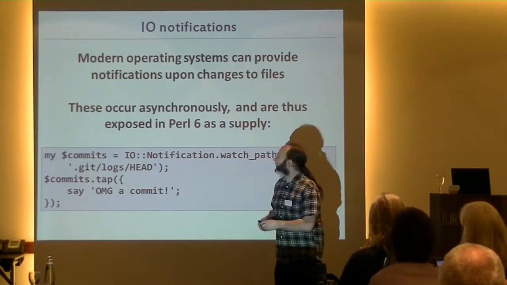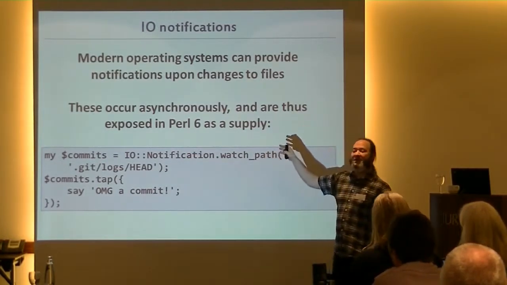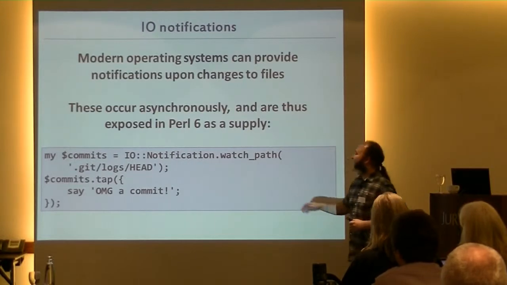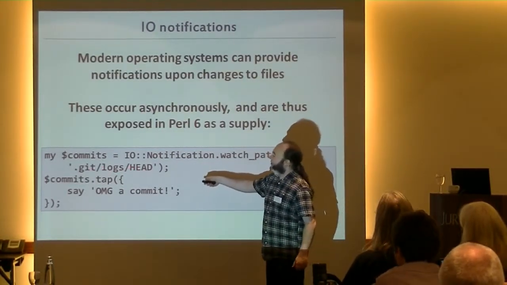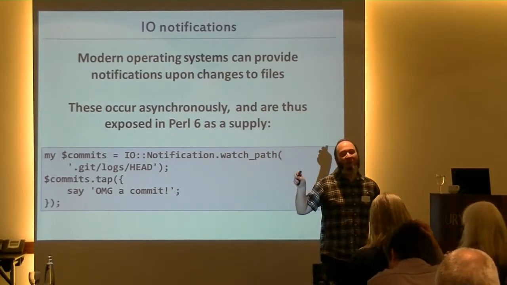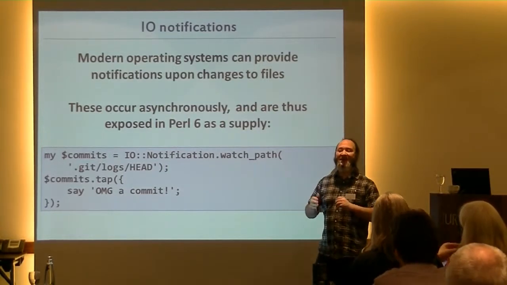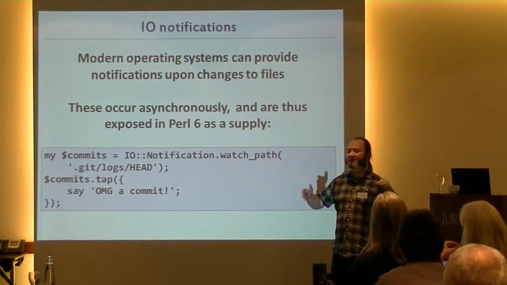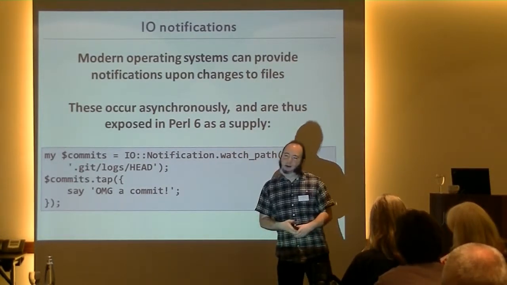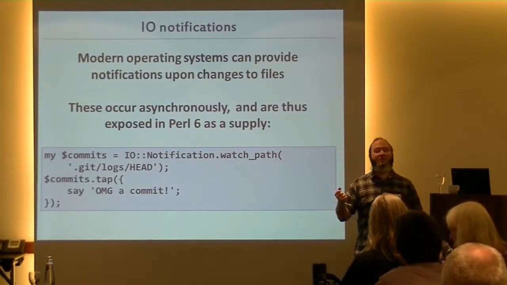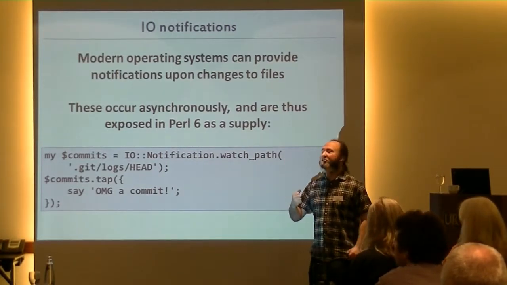Okay, so what I'll do is I'll run this in a Git repository, and I'm going to take this notification class. We actually built this in to Perl 6, and we say watch path, and we give it a path. And I've just given it the git logs head. It turns out this is a very safe thing to watch if you want to do something whenever head changes, which basically means we made a commit. There's a few other reasons as well that tends to mean that. So this is a supply of I/O notifications. Okay, a supply of the file system saying this thing changed, this thing changed.